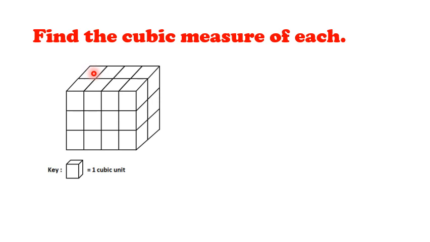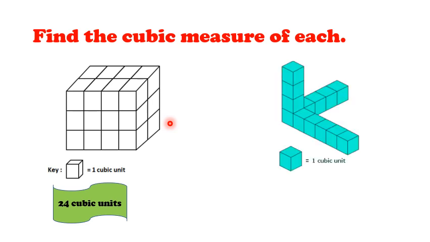So let's start to count the first row. 1, 2, 3, 4, 5, 6, 7, 8. Now I will multiply 8 times 3 and the answer will be 24 cubic units.